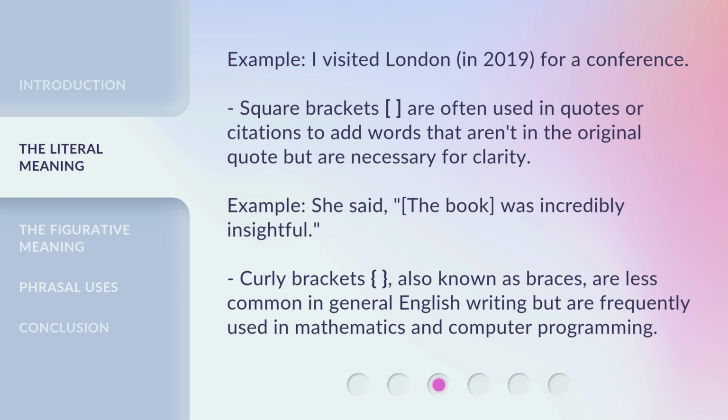Square brackets are often used in quotes or citations to add words that aren't in the original quote but are necessary for clarity. Example, she said, the book [was] incredibly insightful. Curly brackets, also known as braces, are less common in general English writing but are frequently used in mathematics and computer programming.